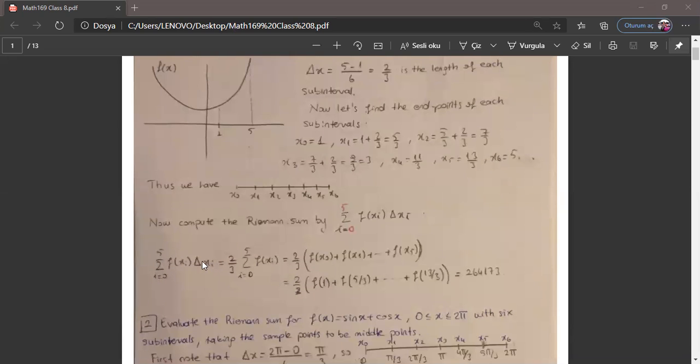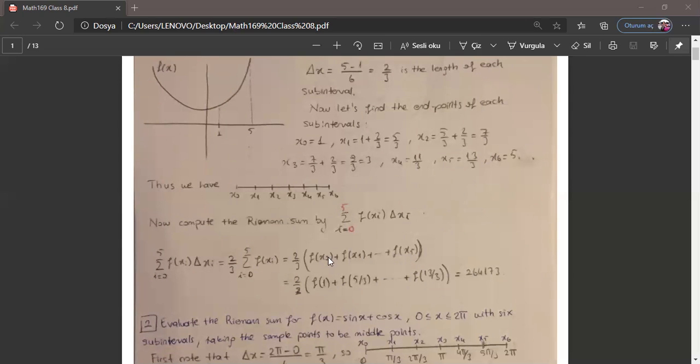Now we compute this. We know this delta x sub i is equal to 2 over 3, right? Each subinterval is of length 2 over 3, and we can write it outside of the sum because it doesn't depend on i. So here we have this. Now we compute the sum. We first write 0 and get f of x0, then plus, when i equals 1, we get f of x1, and finally when we write 5 we get f of x5.